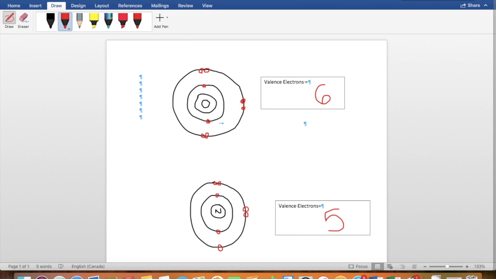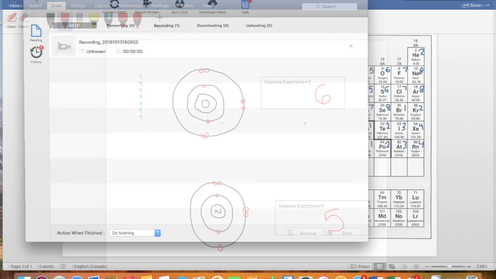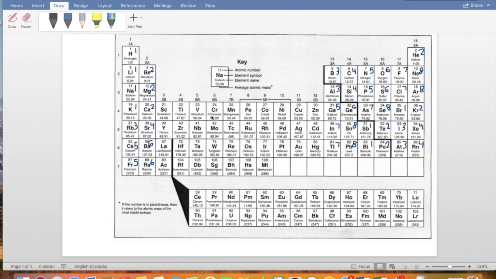Now that we get the hang of it, I'm going to fast forward and find all the representative elements' valence electrons for you. Okay, so I've found all of the valence electrons for each representative element, and I've written them next to the elements just in blue on the periodic table for you guys.